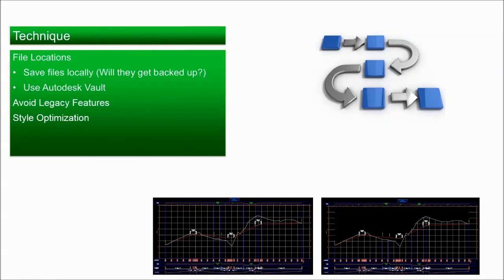Style optimization. In my images at the bottom, I have two profile views. The one on the right has the grid clipped. The one on the left, not clipped. Some of my customers like the clipping look for profile views or cross-section views. Understand that when you clip the grid, it takes system resources to do it. And so having them look like the image on the left is the best practice in this case.